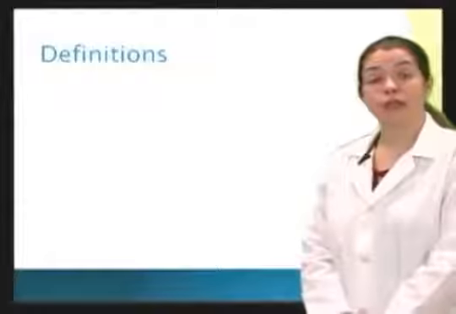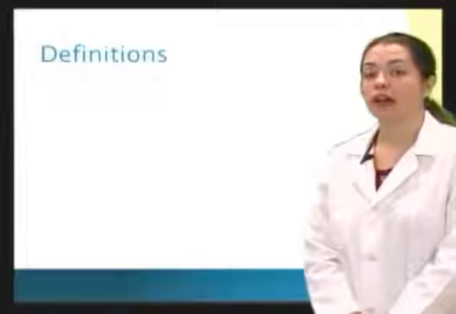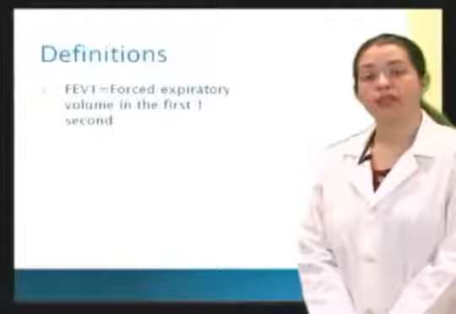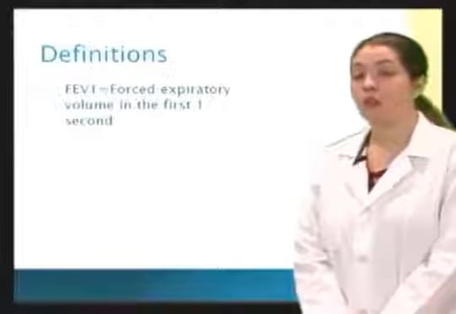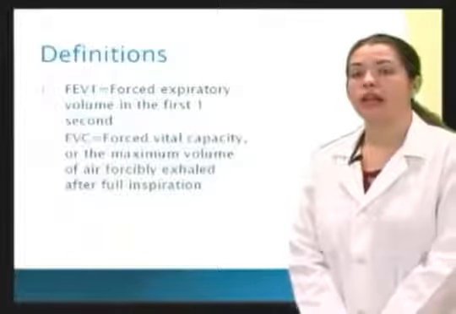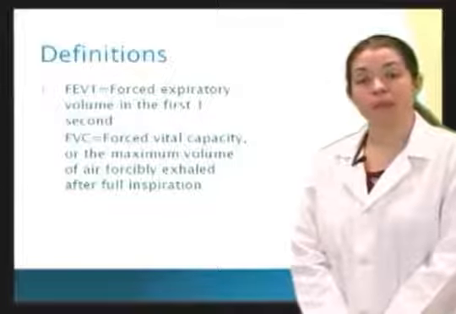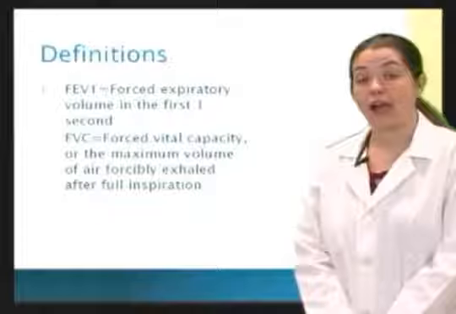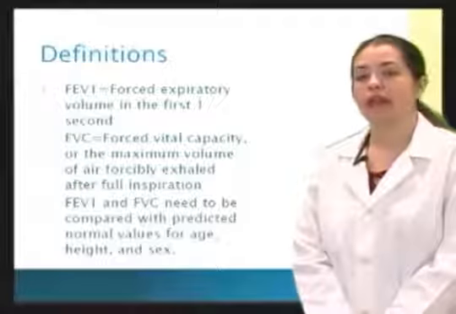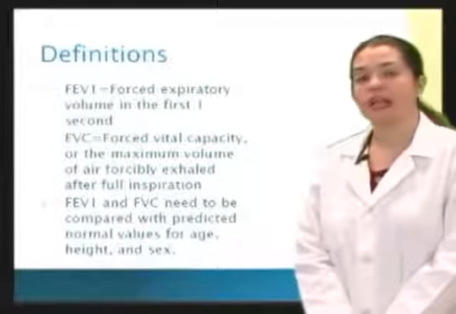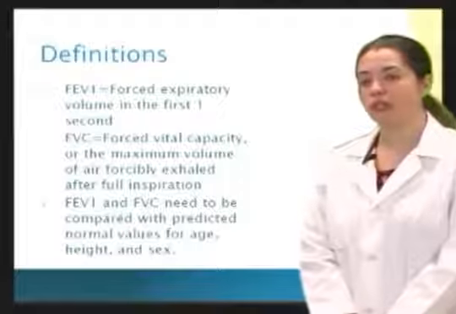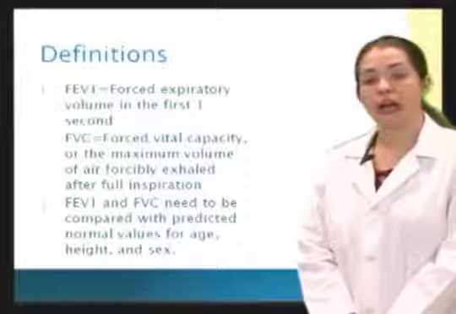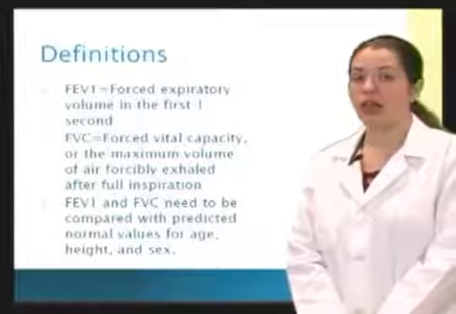Now, before we discuss the results of spirometry, let's go over a couple of simple definitions. The FEV1 is our forced expiratory volume in the first 1 second of blowing. The FVC is forced vital capacity, or the maximum volume of air forcibly exhaled after a full inspiration. FEV1 and FVC need to be compared with predicted normal values, and those are given to us by the machine. They account for age, height, weight, gender, and ethnicity.